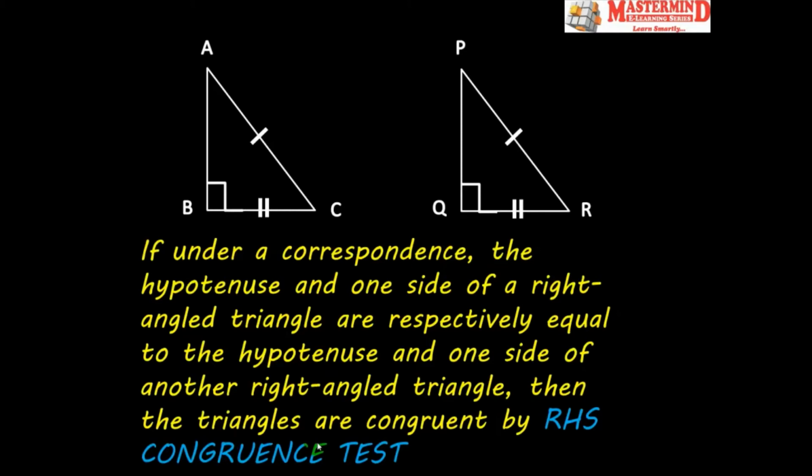If under a correspondence, the hypotenuse and one side of a right-angled triangle are respectively equal to the hypotenuse and one side of another right-angled triangle, then the triangles are congruent by RHS congruence test. That is, right-angled hypotenuse side congruence test.